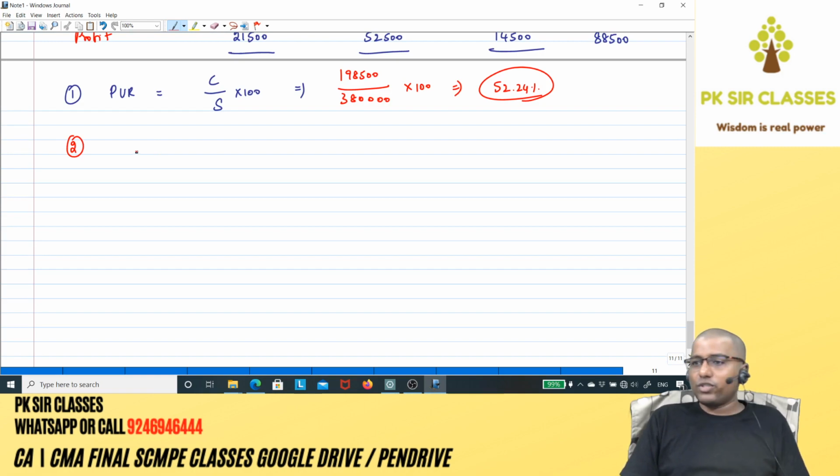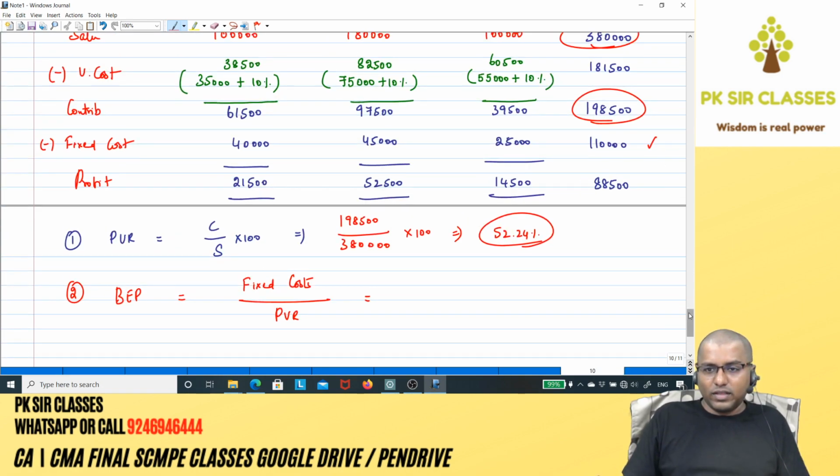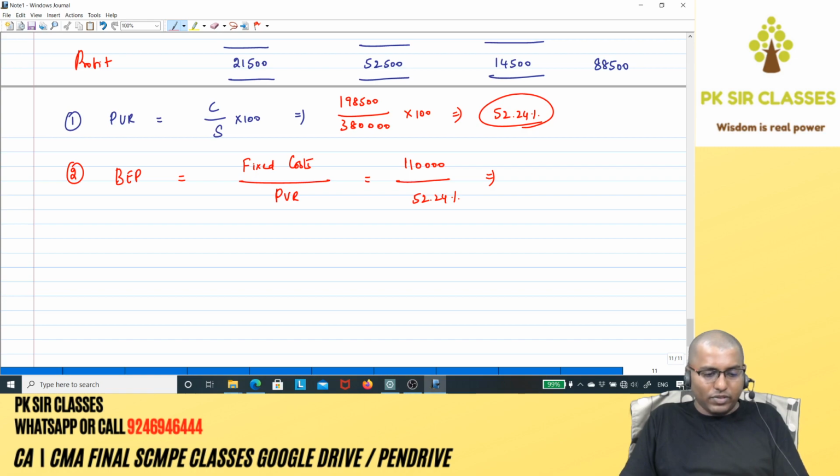After PV ratio, what is the next one? Break-even point. Fixed cost divided by PV ratio. That implies fixed cost is how much in total? Here it is, 1,10,000. Okay, chalo, let's put that. So 1,10,000 divided by PV ratio, just now we have calculated 52.24%. That implies 1,10,000 divided by 52.24%. So this is 2,10,567. Okay, approximation will be there. Chalta hai. Next, third one.